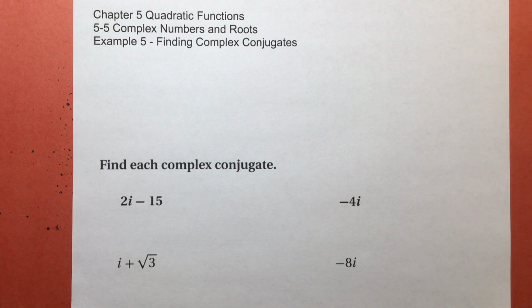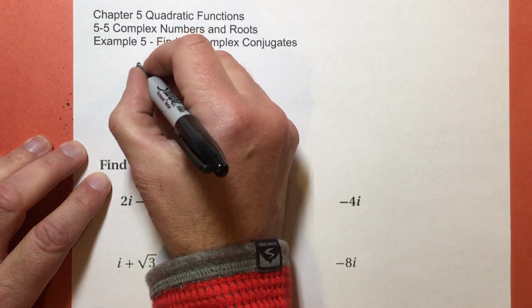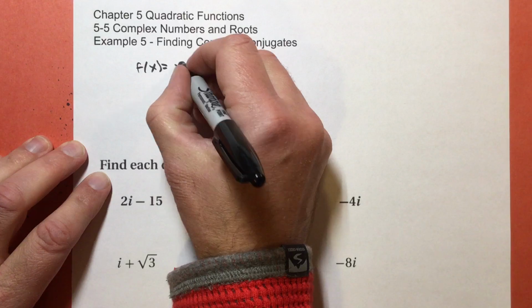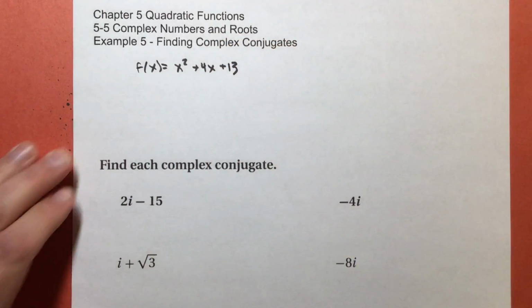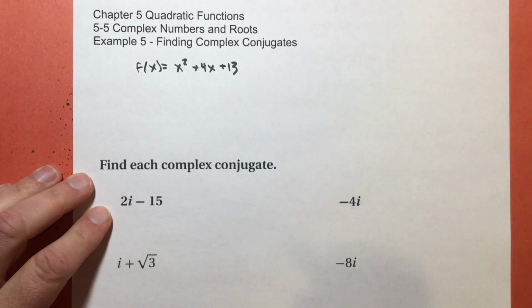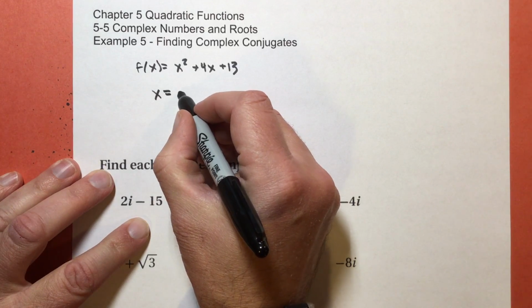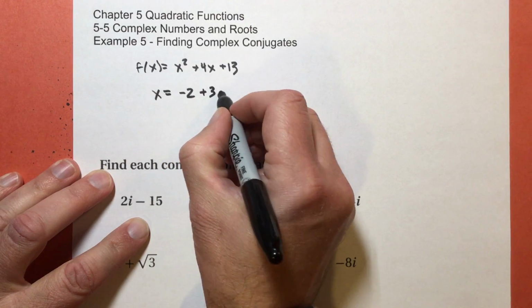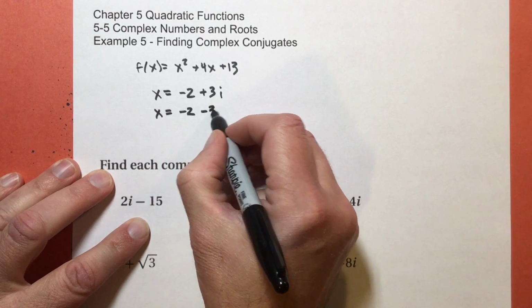I want to go back to the previous video, the previous example, and we had a function that was like this. We had f of x equals x to the second power plus 4x plus 13. And you can watch the previous video. It was the third problem that I did. Okay, problem number 3, even though I didn't number them. And what we found out was that x was equal to negative 2 plus 3i, and the other answer was negative 2 minus 3i.